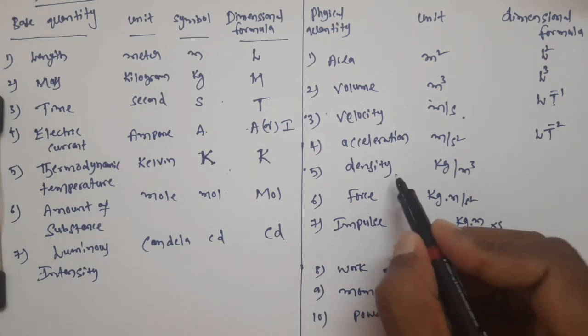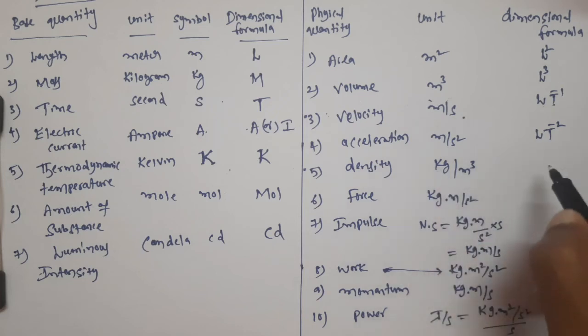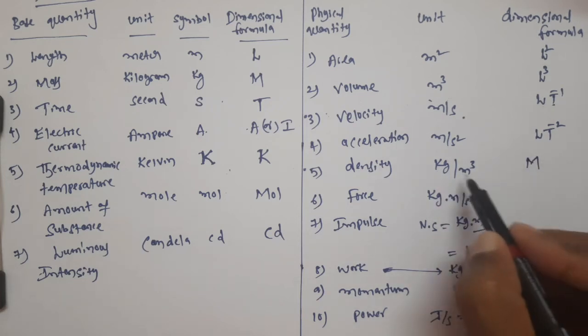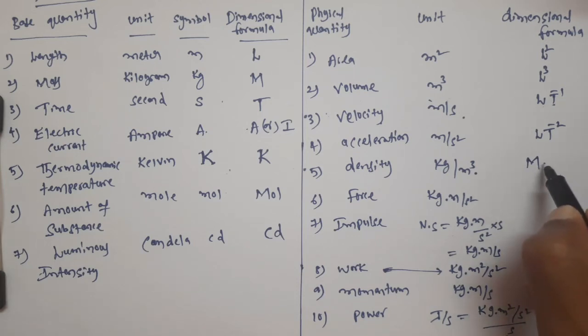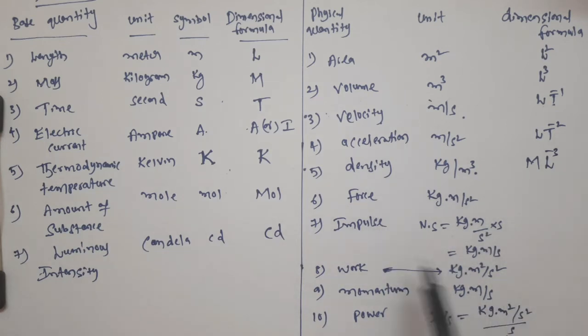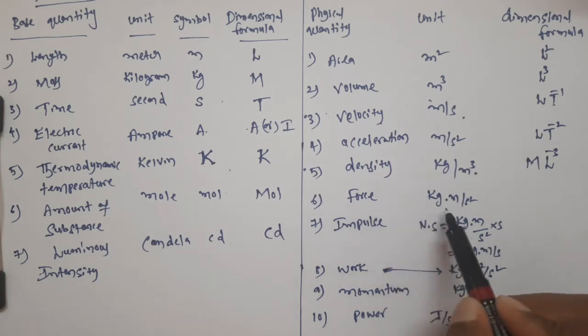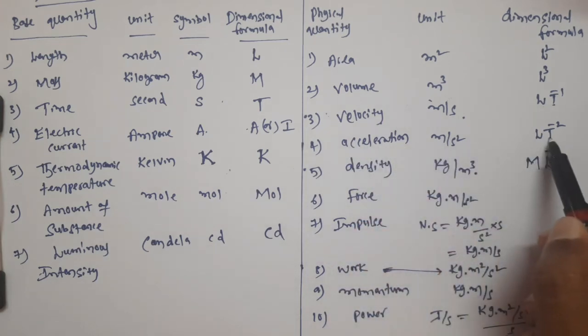And density. For density, what is the dimensional formula we have? Mass by volume. For mass, what is the dimension we have? M by volume. Volume means we have L cube. So M by L cube. So instead of writing M by L cube, we write M L power minus 3. So this is the dimensional formula for density. For force, what is the dimension? Mass into acceleration. For acceleration, what is the dimension we have? L T power minus 2.